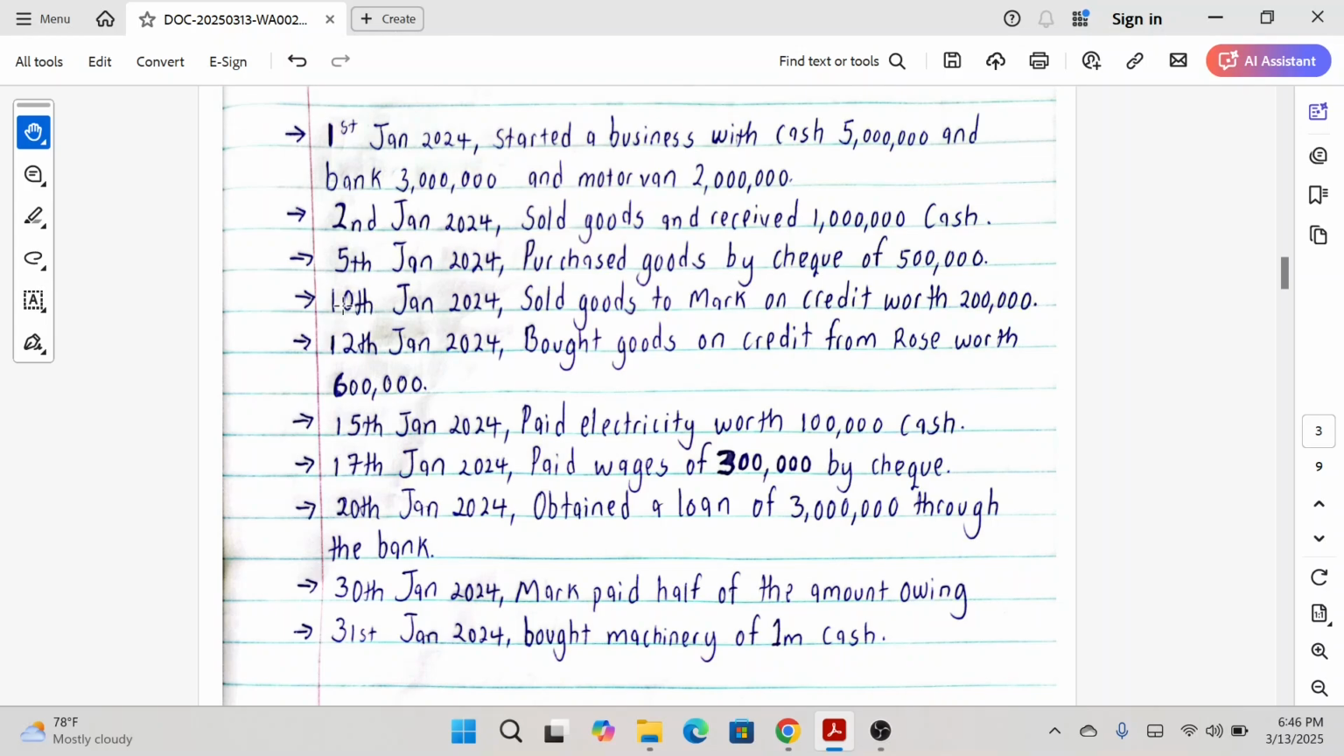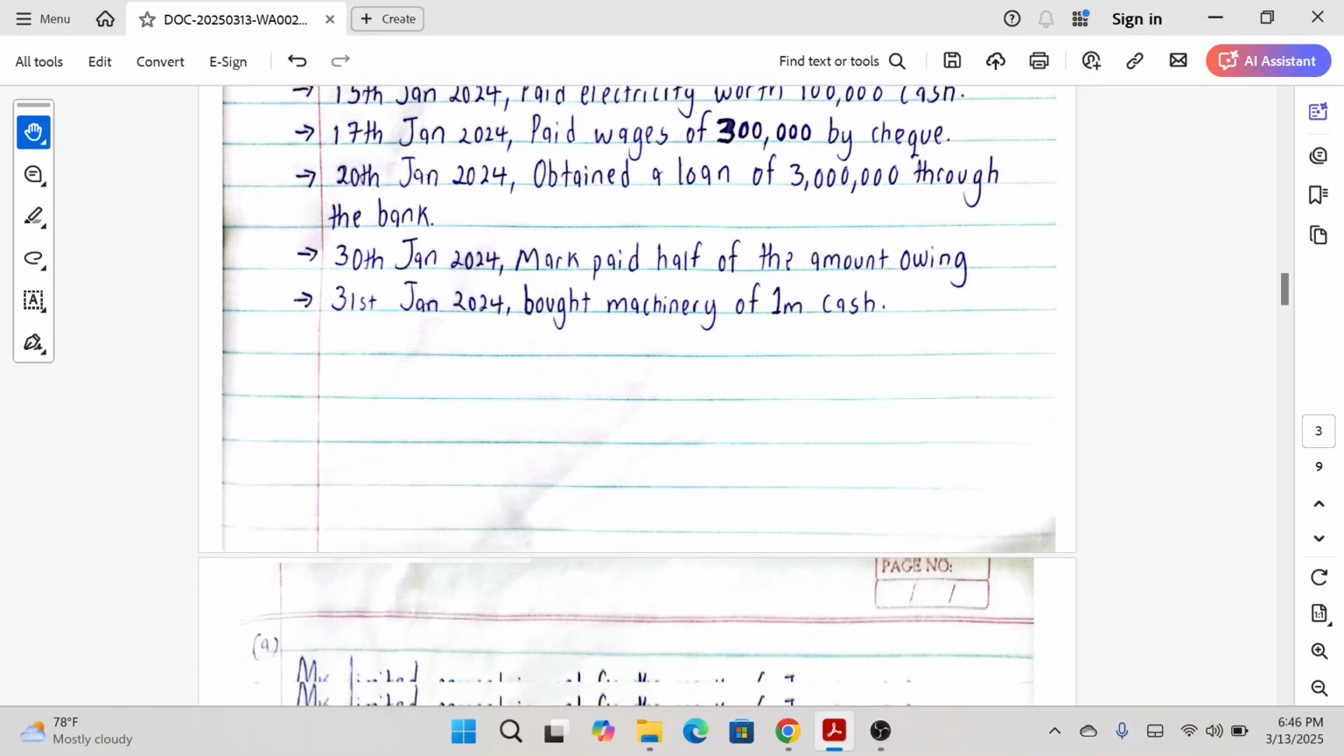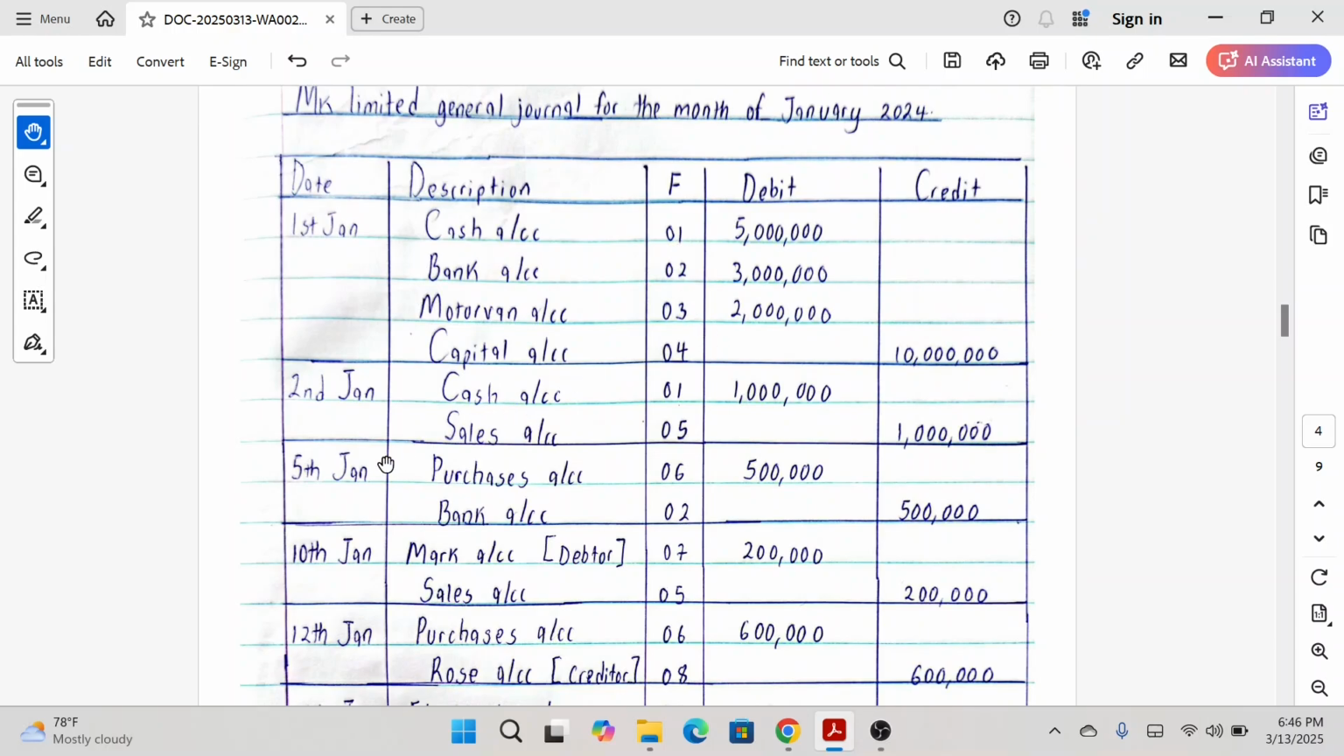And then we are having another statement, 5th Jan, purchased goods by check of 500,000. So in our journal, we are going to say the date, which is 5th Jan, and then we bring in our purchases. Now, purchases are having a normal debit balance. With these purchases, they can also represent an asset, and you know that with assets we get to debit, or they can also represent expenses, if at all you use money to purchase the purchases.